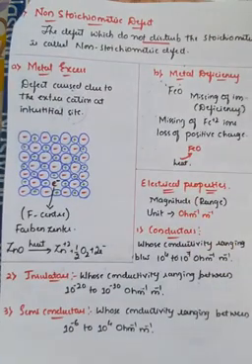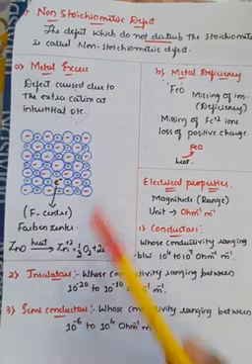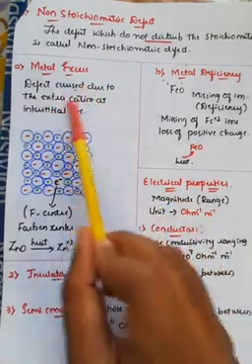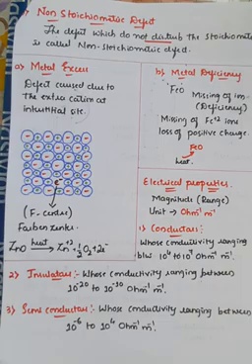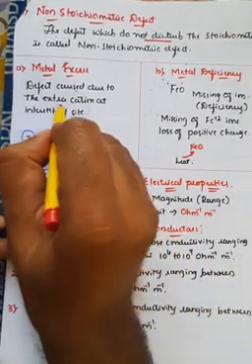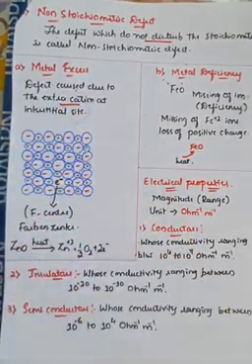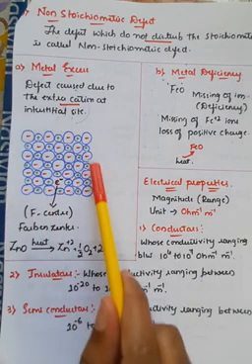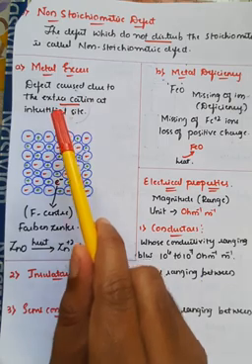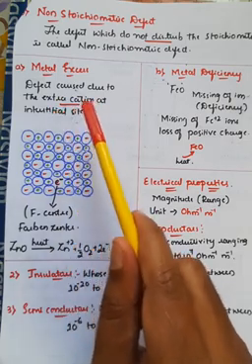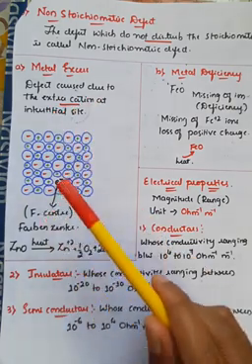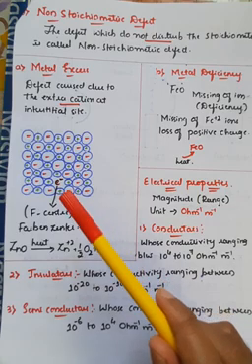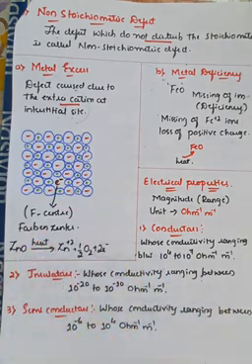So in case of metal excess defect, what happens? The defect is caused due to the extra cation at the interstitial site, which means here we will not add any kind of extra cation. We will just remove one electron. So therefore there will be an increase in the number of cations.